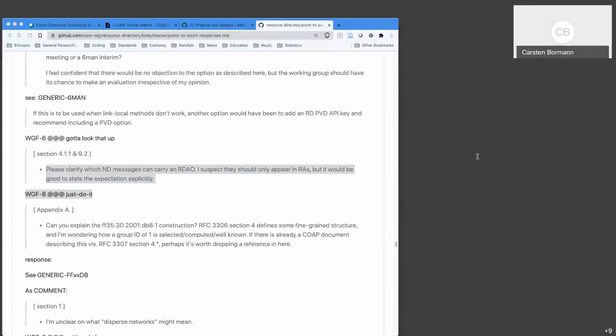Yeah, so RDAOs should occur in exactly the same messages where we would put DNS servers. So let's check where we can put in DNS servers. Okay, I can act on this, I think. Thank you. Okay, next point, please. Fewer comments on this.